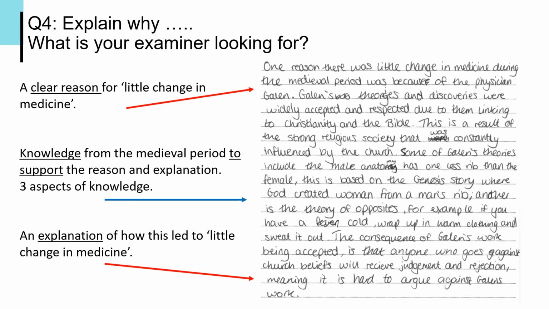What is your examiner going to be looking for when they mark your answer to question 4? There's not one way of approaching a paragraph or an answer, but try to include these 3 things. A clear reason for little change in medicine. Knowledge from the medieval period to support the reason and explanation. You want to include 3 aspects of knowledge across your answer. And there needs to be in every paragraph explanation of how this led to little change in medicine.